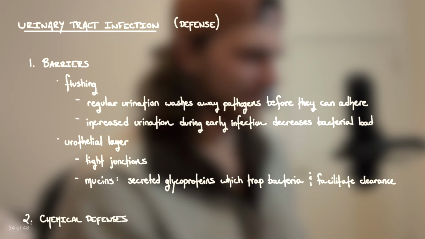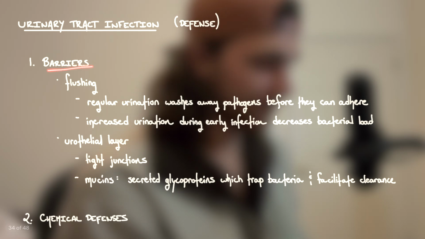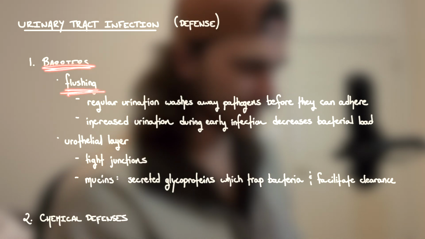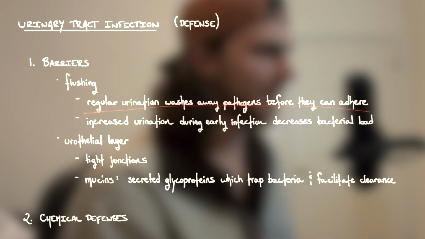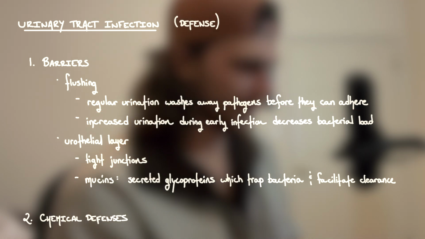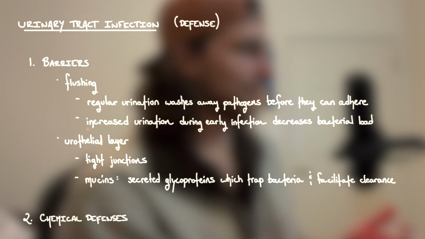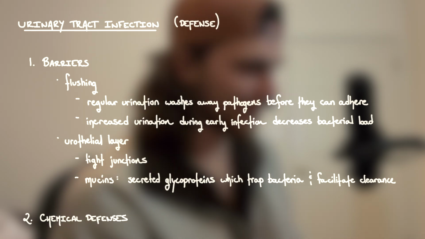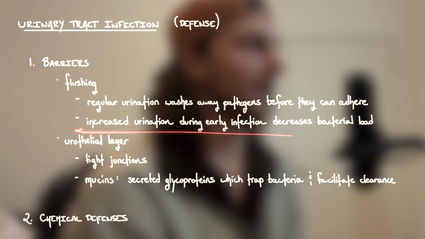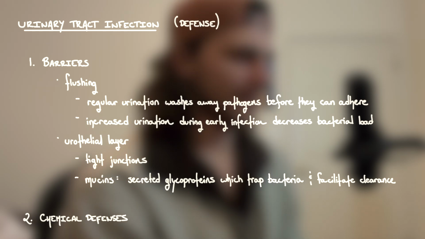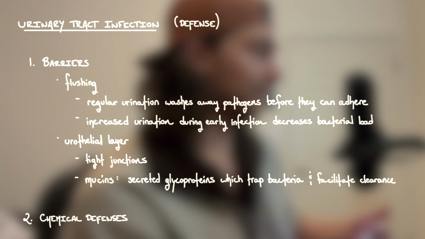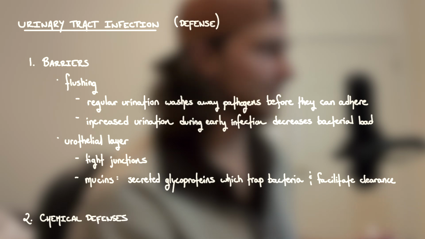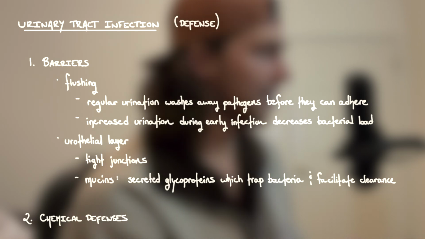So we already touched on this a little bit. In our physical barriers, we have flushing. Okay, so regular urination is going to wash away pathogens before they can adhere. Very helpful. And if you've ever seen someone have one or had a UTI yourself, you go to the bathroom a lot. I'm not sure if it's just the inflammation down there, the stimulation of the cells down there, whatever it may be, you got to pee a lot.